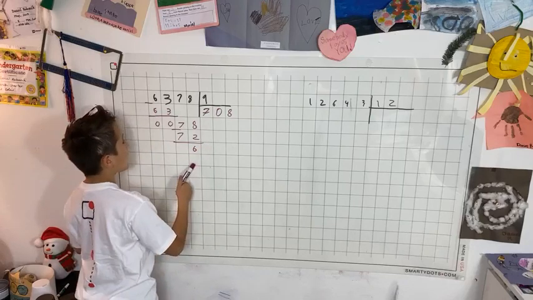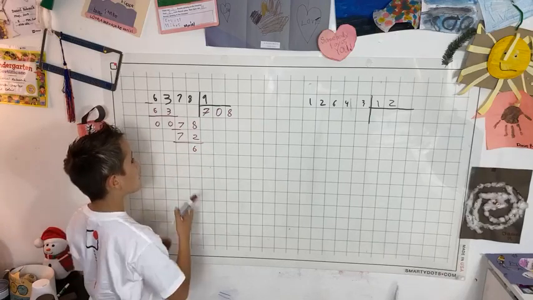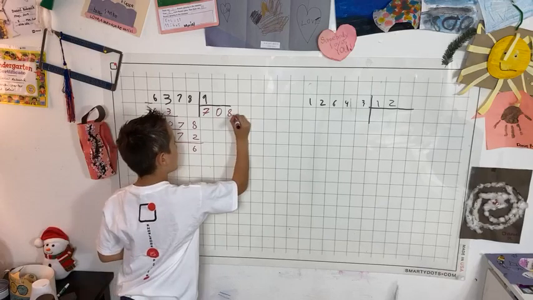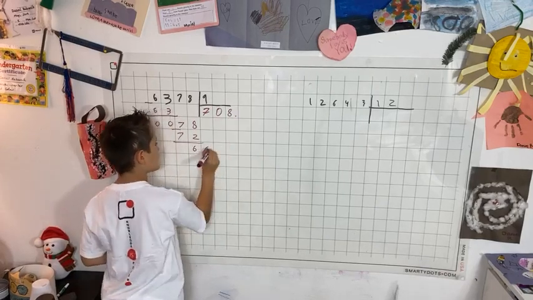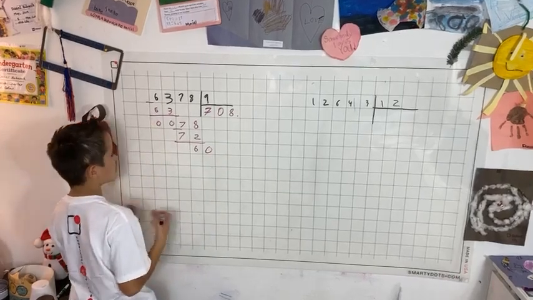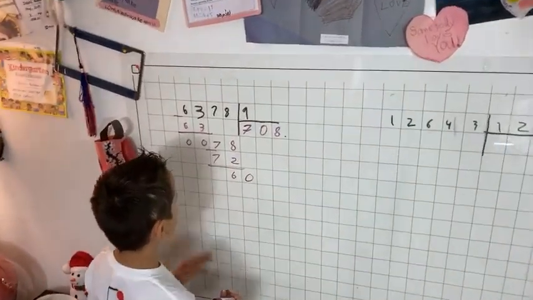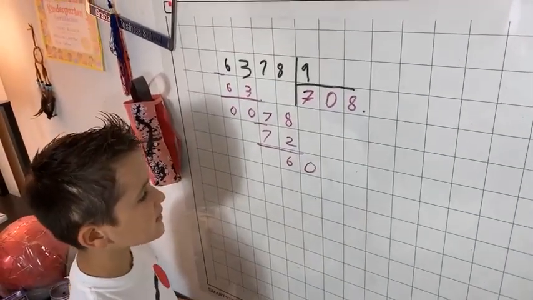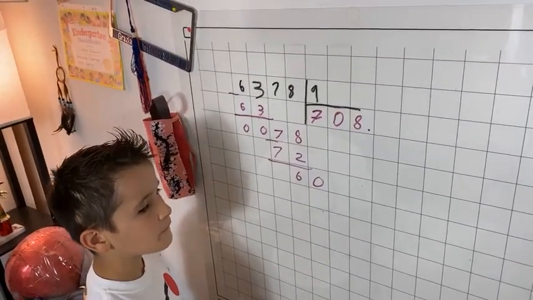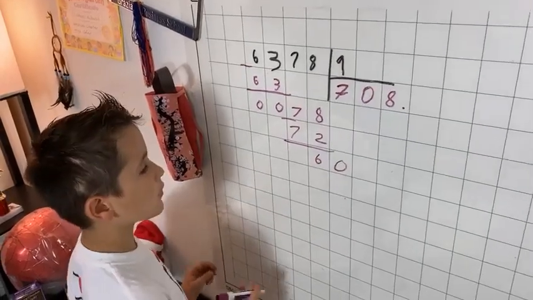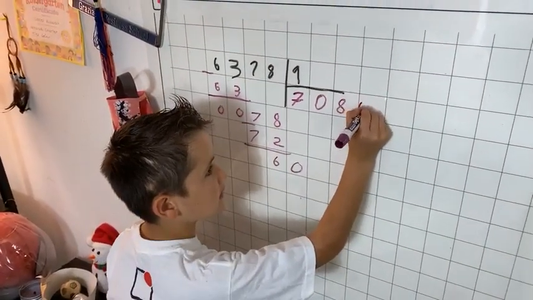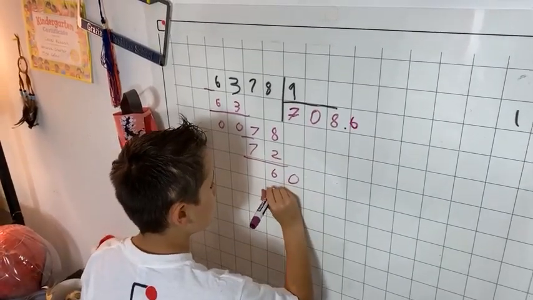There we have a 6. But all our whole numbers are finished. So that means we add a point and then a free 0. So now we have 60. And in 9, the closest we can get to 60 is 54, because 54 is 6 times 9. So we're going to put a 6 here and write 54.